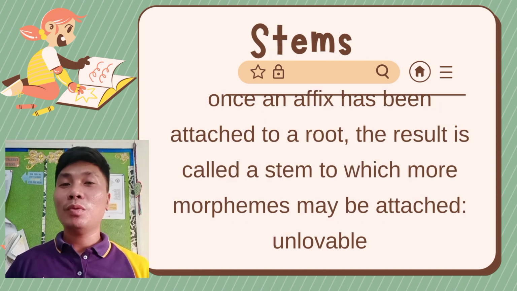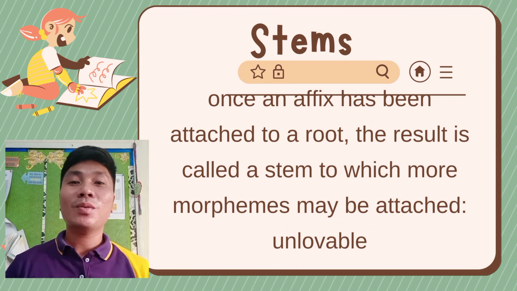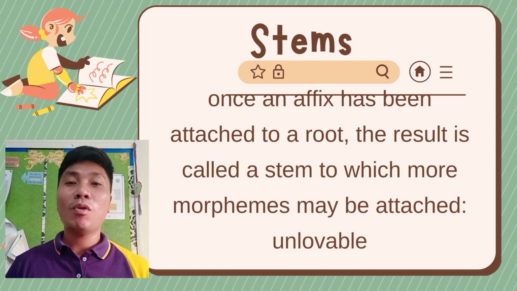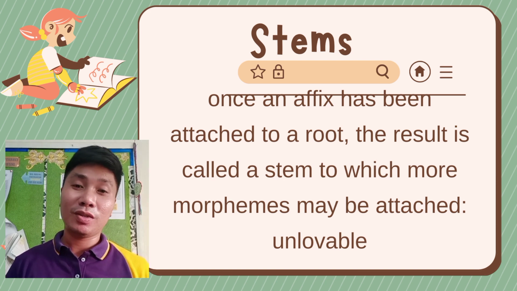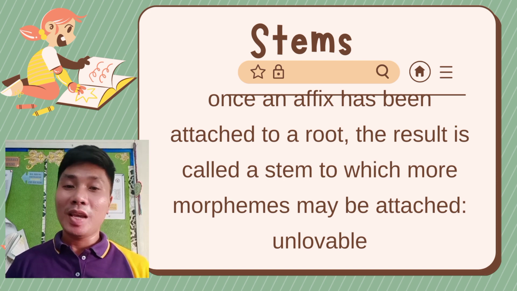Next are what we call stems. Once an affix has been attached to a root, the result is called a stem, to which more morphemes may be attached. For example, again, we have the word unlovable, we have the affixes un and able, and the root word again is love.